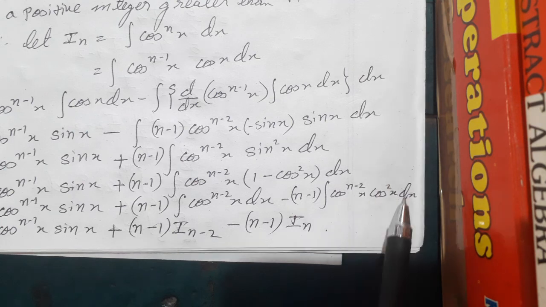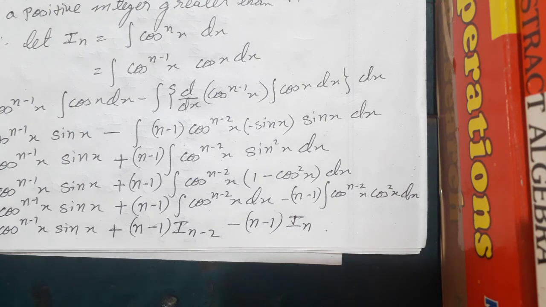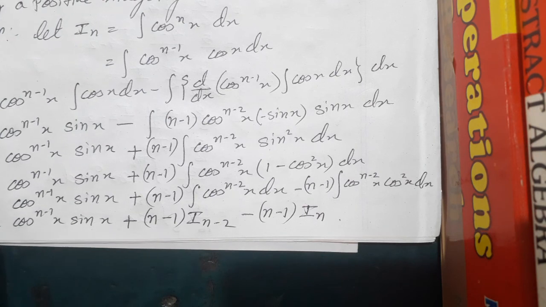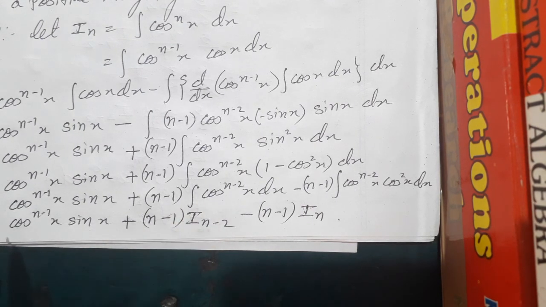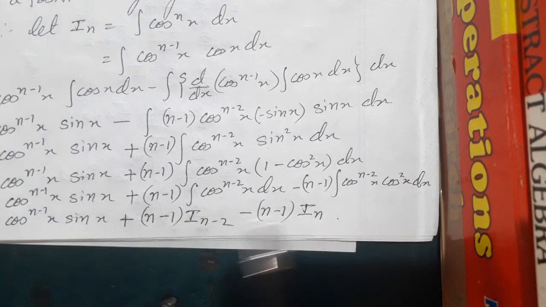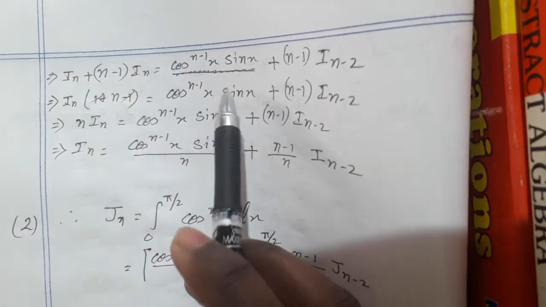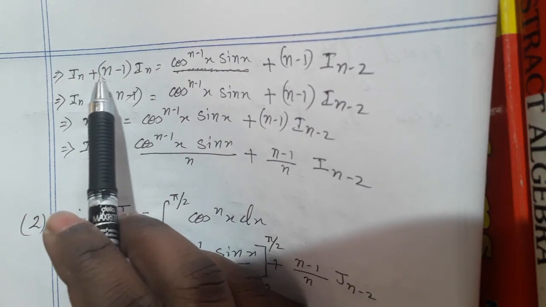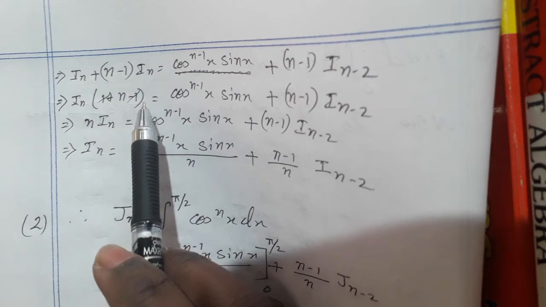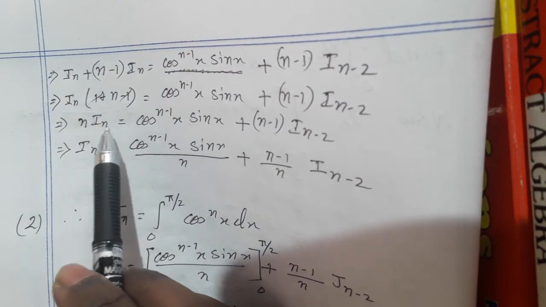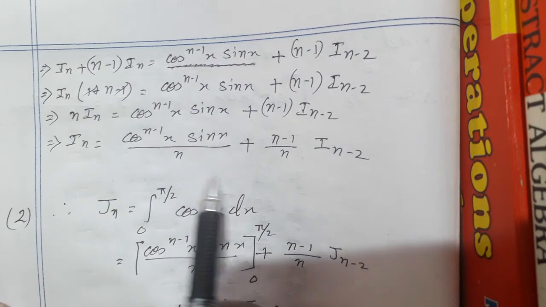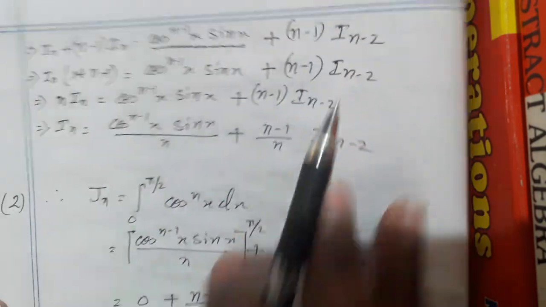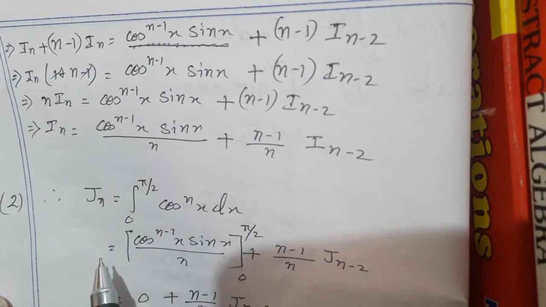So I'm replacing this with I_n, so we get here I_n. This side also we have I_n. So replace this, bring this one to this side, we get plus. So I_n I can take common, so I get this. Then here we get n I_n, so divide throughout this line by n, so we get this. So this is the reduction formula for integration of cos to the power n x dx.